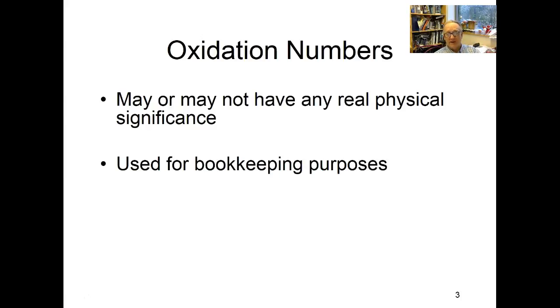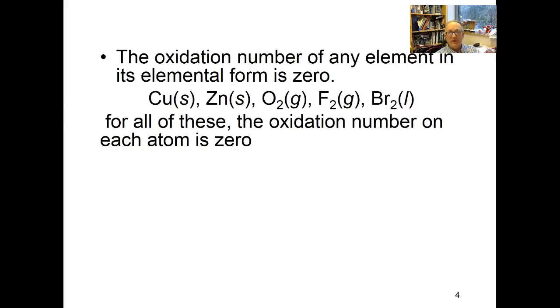So, some rules about oxidation numbers. The first one is that the oxidation number of any element in its elemental form is 0. So for copper solid, zinc solid, molecular oxygen, molecular fluorine, molecular bromine, the oxidation number on each atom in all of these is 0. Remember that.